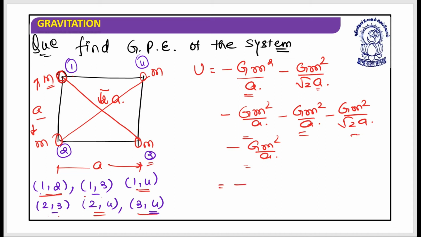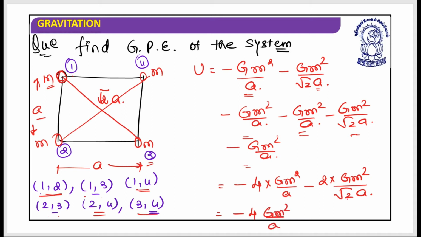So this could be written as minus of 4 into GM square by A minus of 2 into GM square divided by root 2A. So this is minus of 4 into GM square by A, this is minus 2, this is root 2, so this is minus of root 2 GM square divided by A. This is the potential energy of the system.